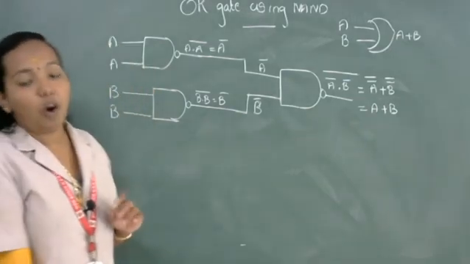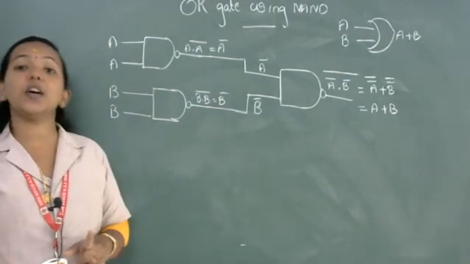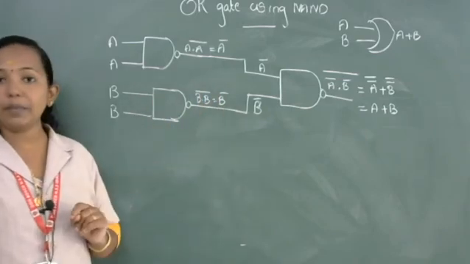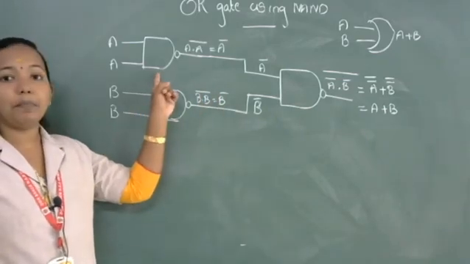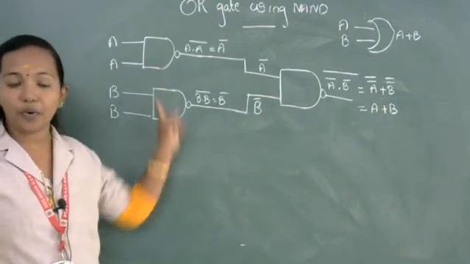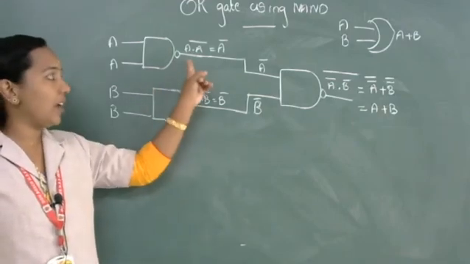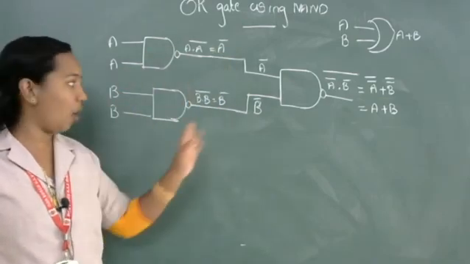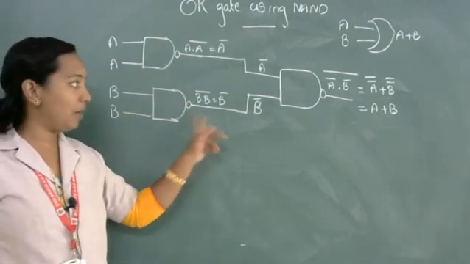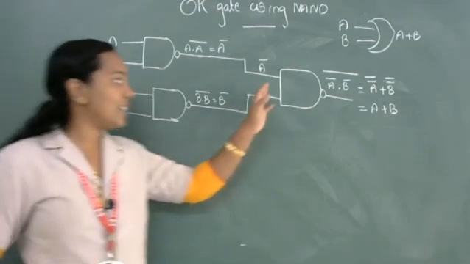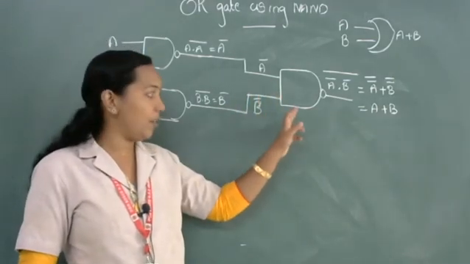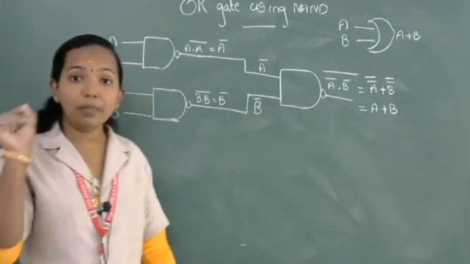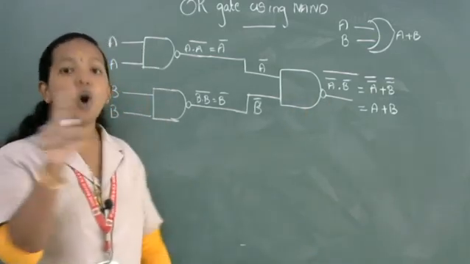To represent the OR gate using the NAND gate, first we want to find the complements of A and B. To find the complement of A and B, first we apply a separate NAND gate for A and B. After the NAND gate, we get A dot A all complement, which is equal to A complement, and B dot B all complement, equal to B complement. Those A complement and B complement we apply to a NAND gate. Then we get A complement dot B complement all complement.